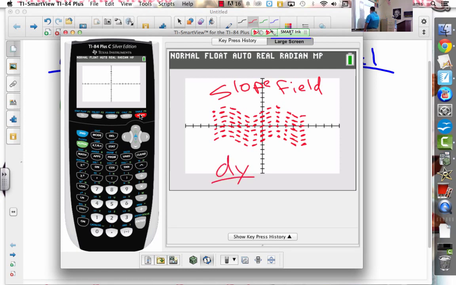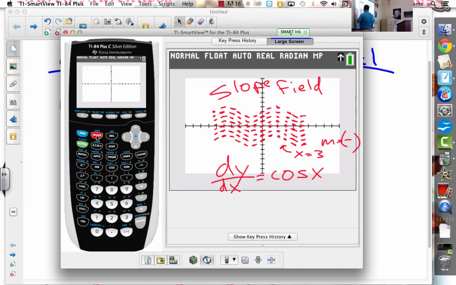One is I could find the values of dy/dx, which is equal to cosine of x, right? So for example, this is 1, 2, 3. That is when x equals 3, my slope has a negative value, right? Does that make sense?